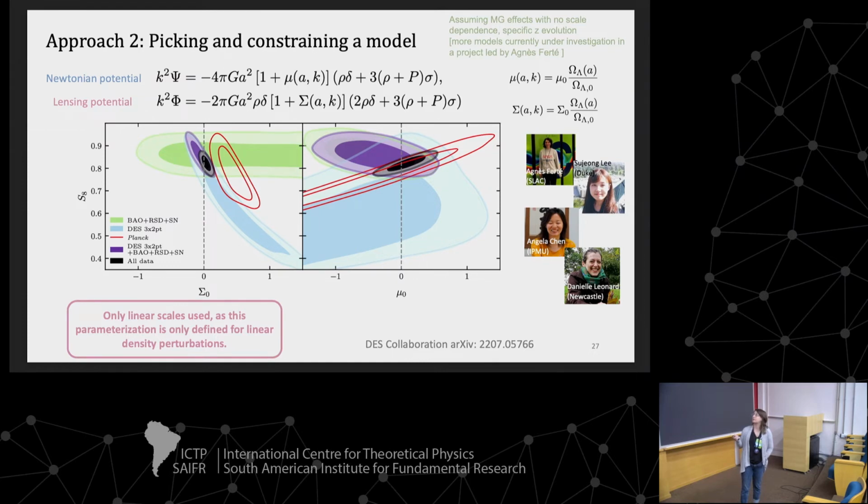So here the constraint on S8 in the green contour is coming mainly from the redshift space distortion measurements from the eBOSS collaboration. And the fact that the redshift space distortion measurements aren't sensitive at all to sigma naught, but they are sensitive to S8 and mu naught, allows us to break degeneracies and really pin these down.